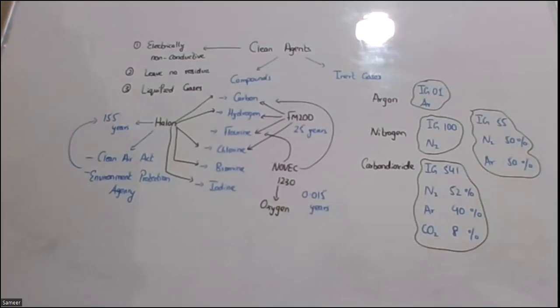NFPA 101 is the life safety code. So, as per the NFPA 101 guidelines, all buildings should be protected by sprinklers. But in any case, if you want to omit water due to any scenario where you don't want the material to be wet or you don't want the components to fail.